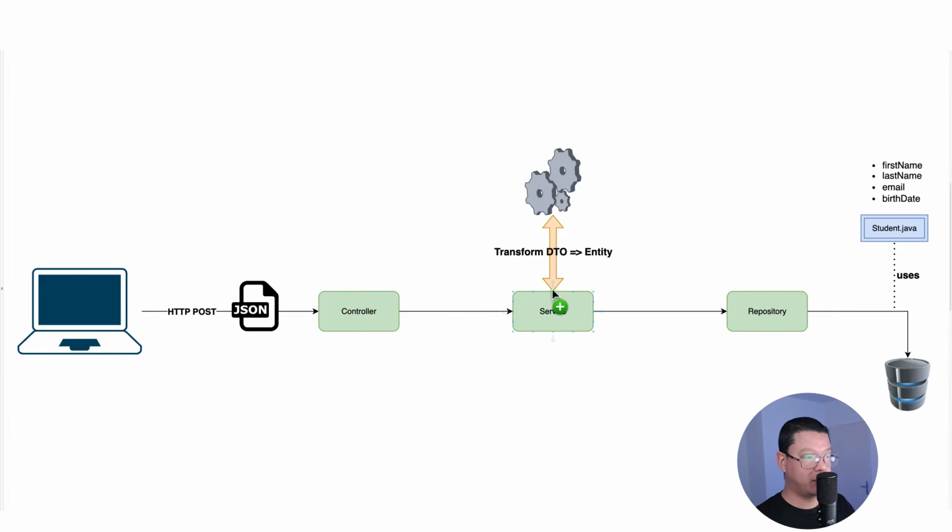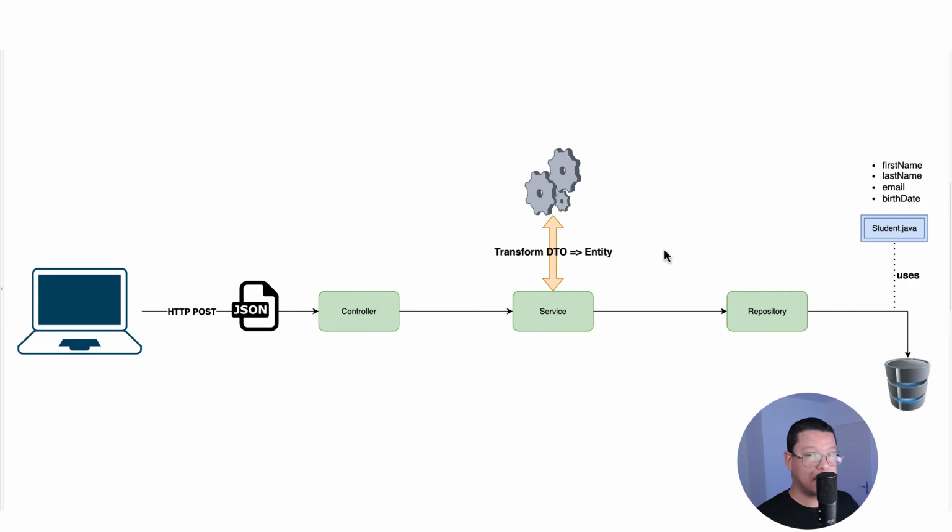Then the controller will forward this request to the service, and then the service, before persisting and calling the repository, will do a transformation, meaning that we will do a mapping from the data transfer object, which is represented by this JSON object. We need to transform it to an entity. Then we will call the repository to save or persist the data within our database, because as you know, databases work only with entities, not data transfer objects.